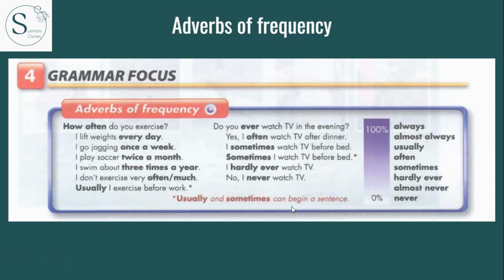Now, usually and sometimes mostly come at the beginning of a sentence. Usually I exercise before work. Do you ever watch TV in the evening? Yes, I often watch TV after dinner. I sometimes watch TV before bed, and sometimes can be used at the start as well. So I can say, sometimes I watch TV before bed. I hardly ever watch TV, or no, I never watch TV. That is how I can use it in a sentence.